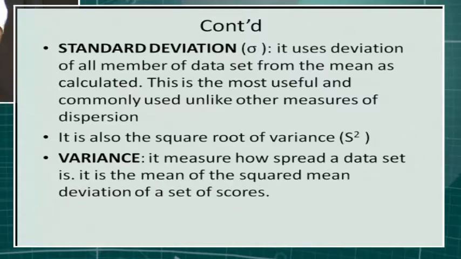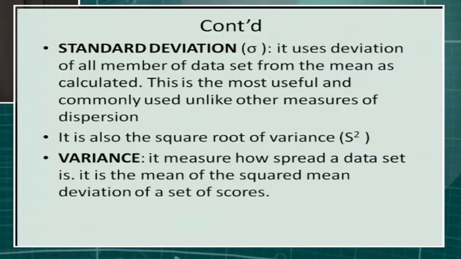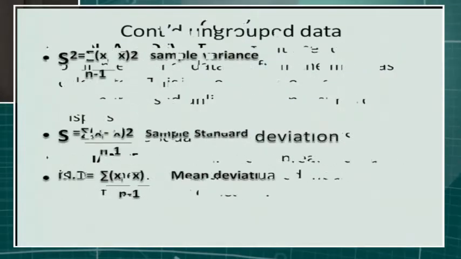Now, why do we need to look at all these things? They are very important. The major importance is to look at how spread the data is. So, for you to know how spread the data is, you need to calculate your standard deviation and variance. It is the calculation from your mean that you will use in calculating the standard deviation as well as the variance.